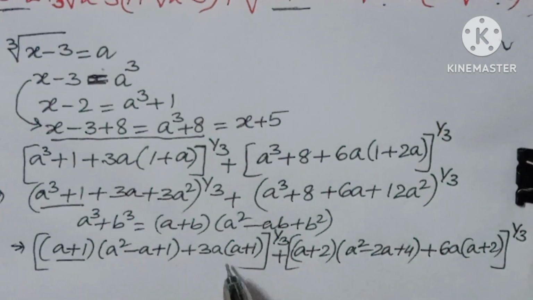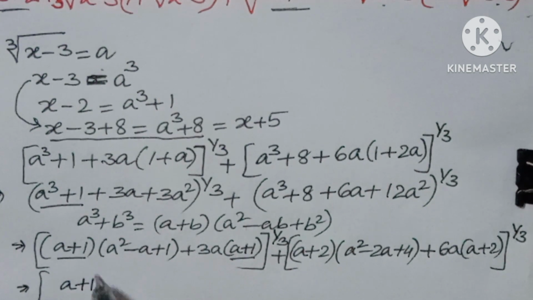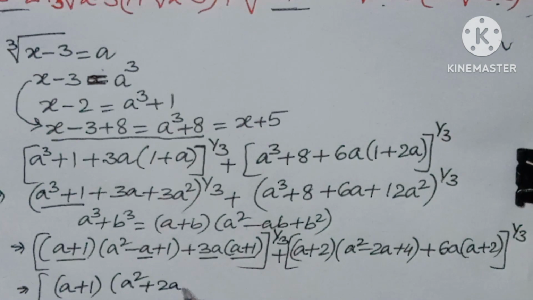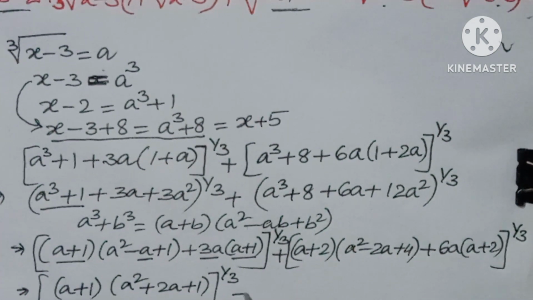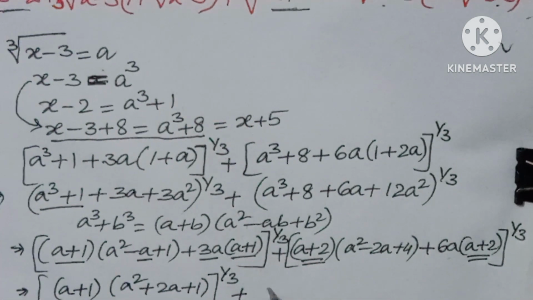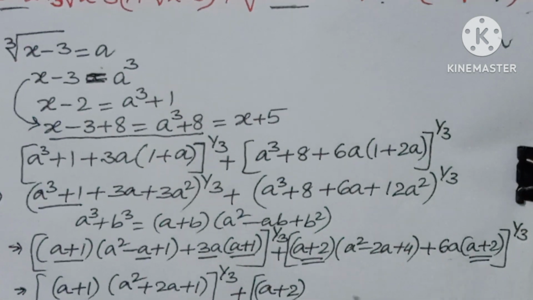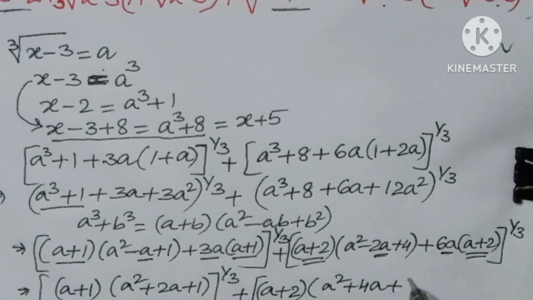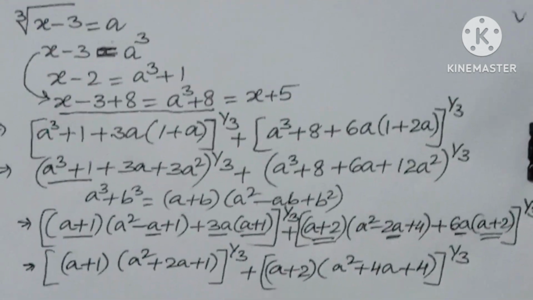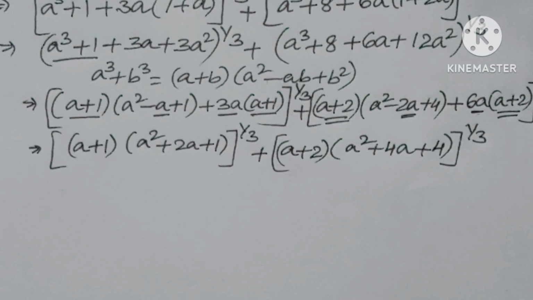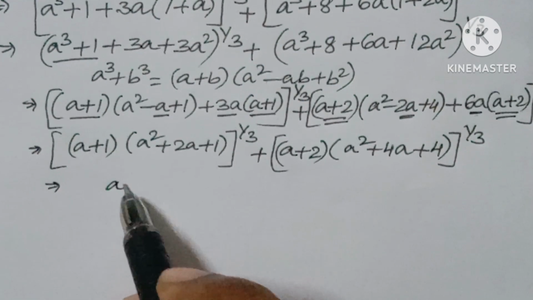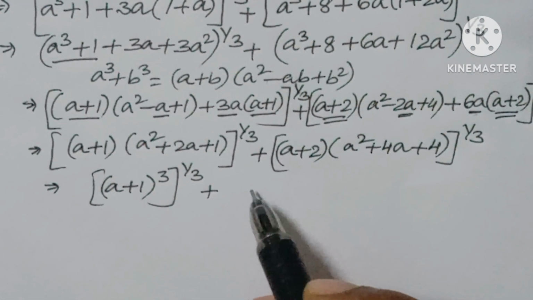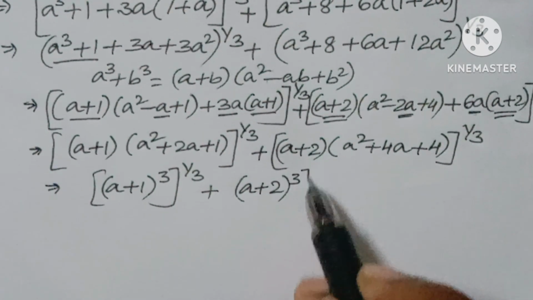Now here you can take a plus 1 common. In the first one, if you take a plus 1 common, you'll get a square minus a plus 3a, so you'll get 2a plus 1, whole to the power of 1 by 3. Plus here you can take a plus 2 common. If you take a plus 2 common, here you will get a square minus 2a plus 6a, you will get 4a plus 4, whole to the power of 1 by 3. Now if you multiply these two values, you will get (a plus 1) whole cube, whole to the power of 1 by 3. Here if you multiply these two, you will get (a plus 2) whole cube, whole power 1 by 3.